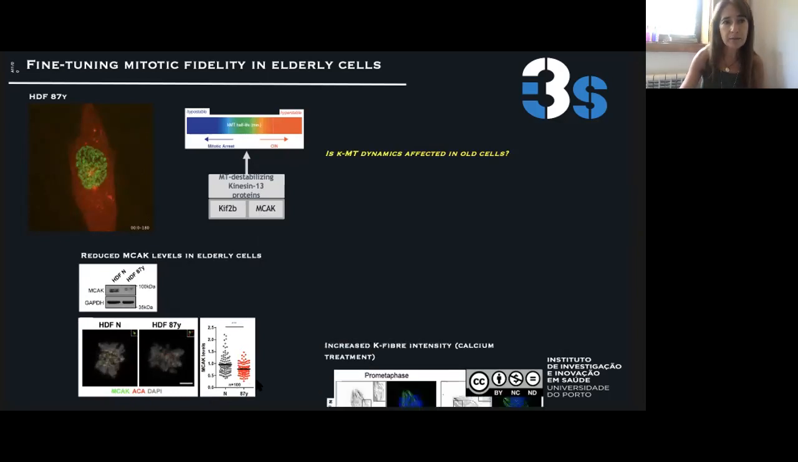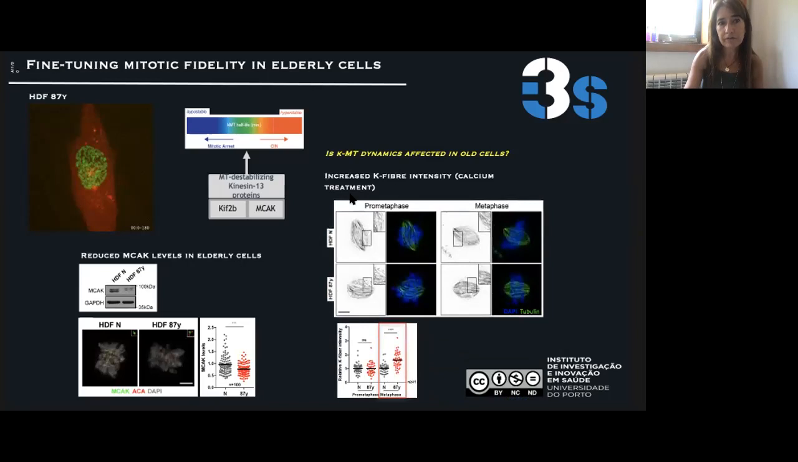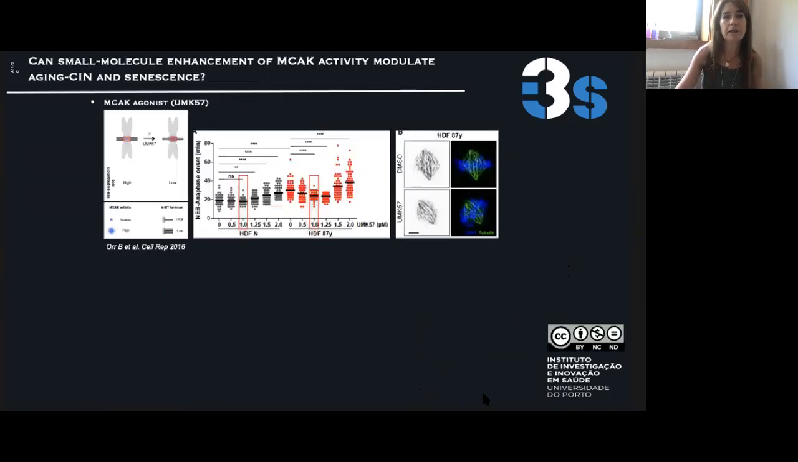And in line with this finding, we actually confirmed that there is an increased K fiber intensity in the metaphase cells of elderly samples. And you can appreciate that in the graph. So the interactions are hyperstable. And can we correct this defect?